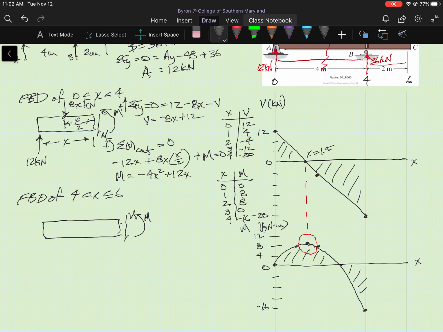I still have the 12 kilonewtons at the left end of the beam. Remember, I'm drawing the entire segment to the left of the cut, all the way back to x equals 0. Now I'm going to pick up that 36 kilonewton force, that support reaction force, at B. And it's 4 meters between those two forces.